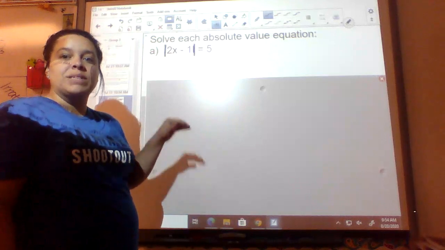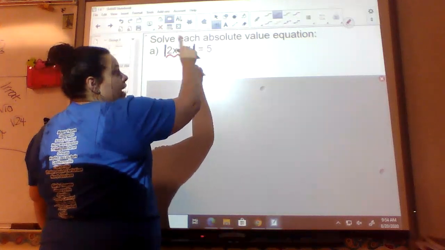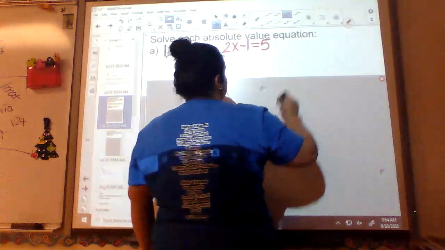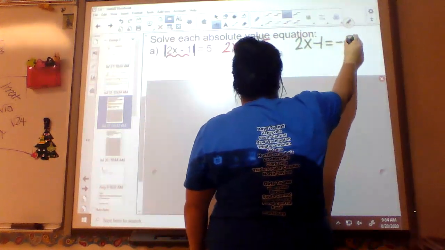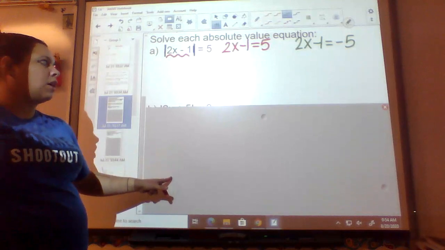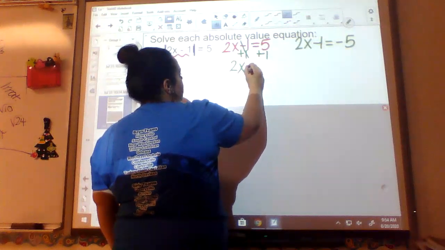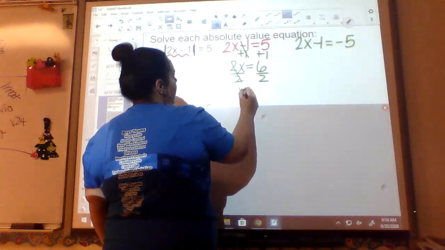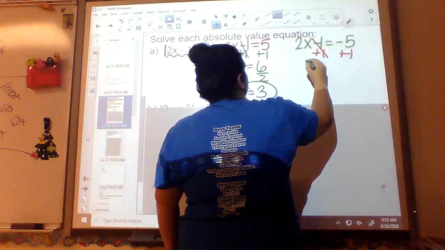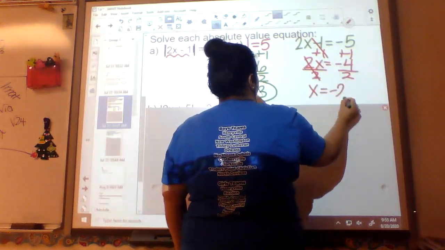So now I can take what's inside the absolute value and set it equal to positive 5 and negative 5. I'm going to say 2x minus 1 equals 5, and 2x minus 1 equals negative 5. So I'm setting it equal to the positive and negative 5, and then I'm going to solve each one. I'll add 1. Look at me writing with different colors. So 2x equals 6, divide by 2, and x is 3. So there's one of my answers. Over here, I'll add 1. So 2x equals negative 4, divide by 2, and x equals negative 2.